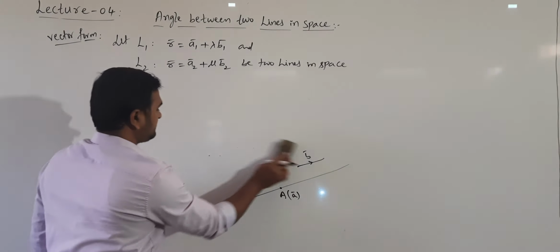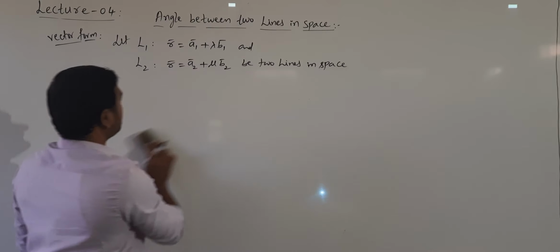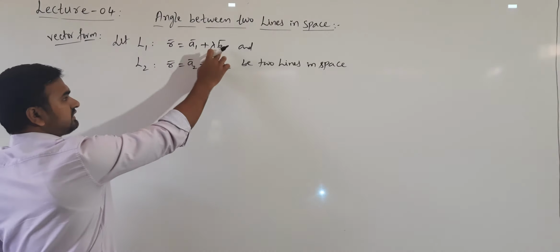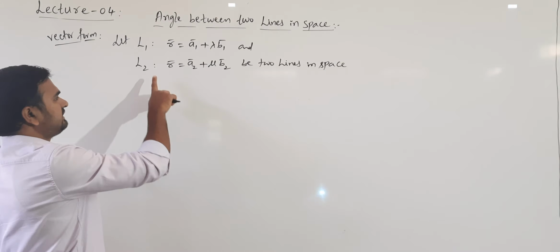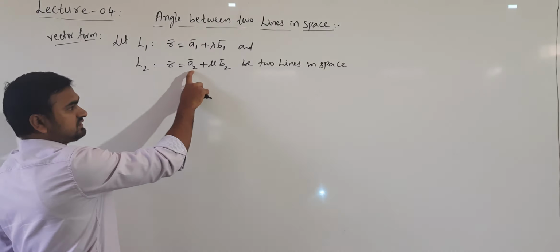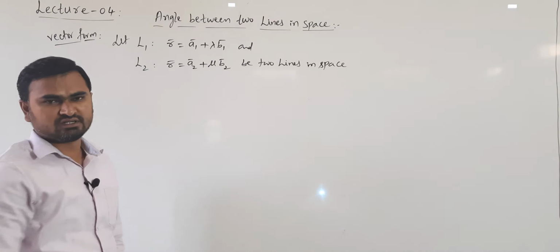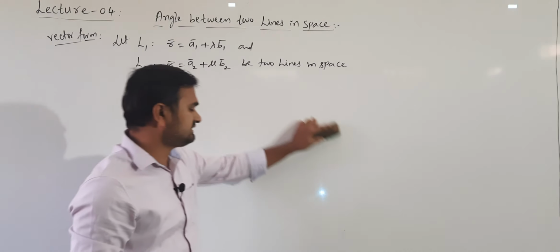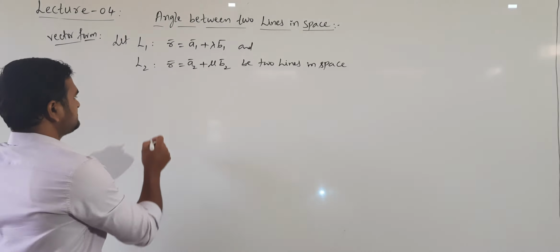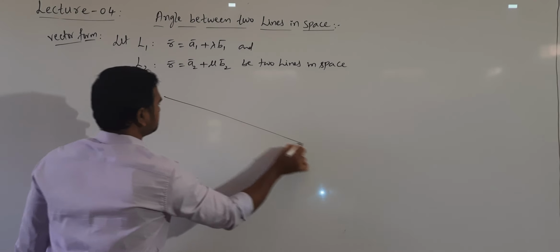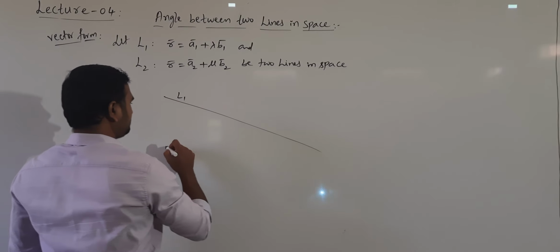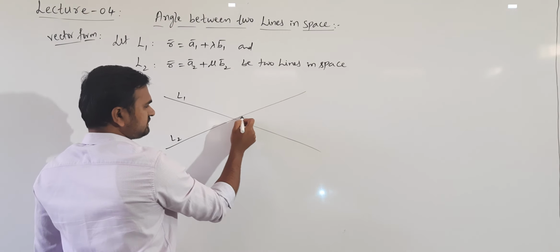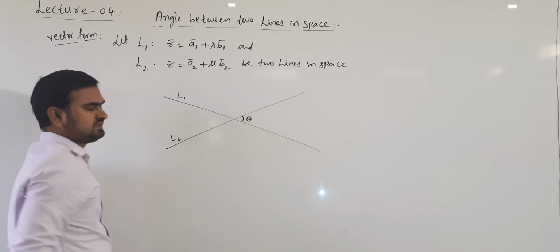Here the first line is r bar equal to a1 bar plus lambda b1 bar. What is the meaning? It passes through the point with position vector a1 bar and is parallel to the vector b1 bar. The second line passes through the point with position vector a2 bar and is parallel to the vector b2 bar. When lines are given like this, we need the angle between them. Suppose this is the first line L1 and this is the second line L2. Suppose theta is the angle between the two lines.